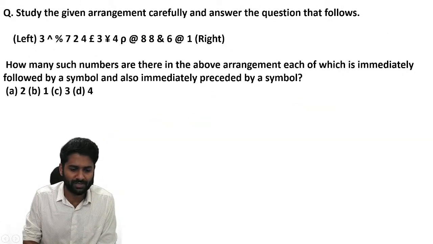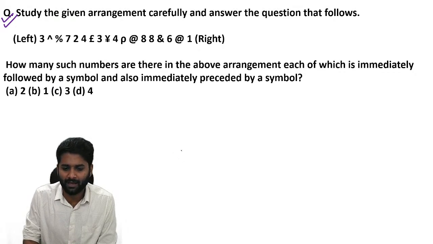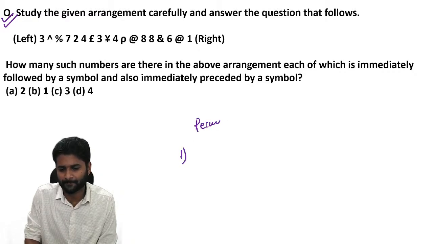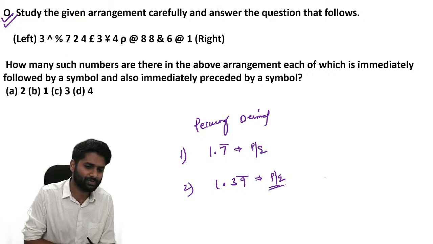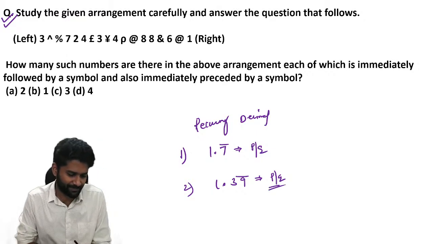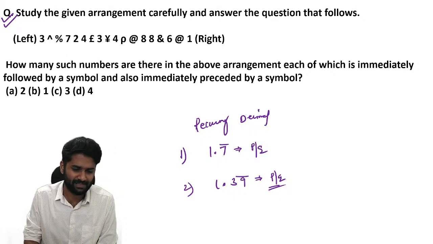Right? I hope you understand all the questions in today's session. Try to solve these questions and post your answer in the comment section. And I will give two questions from the recurring decimal concept. Just give me the answers. 1.7 bar is equal to, PYQ. Question number 2, 1.39 bar. So try to solve these questions and post your answer in the comment section. These three questions, guys.